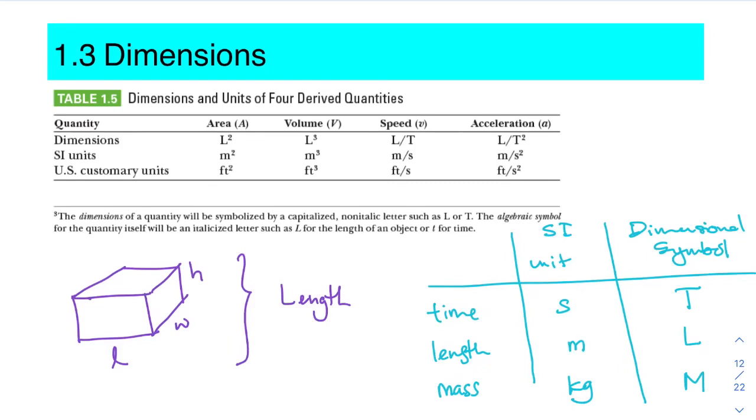If you refer to area, the SI unit is meter square, and the dimensional symbol is L square. The same goes for volume: the SI unit is meter cube, and the dimensional symbol is L cube. For speed, the unit is meter per second, so the dimensional symbol is length L over second T. Acceleration is m s negative 2, with the dimensional symbol L T negative 2.